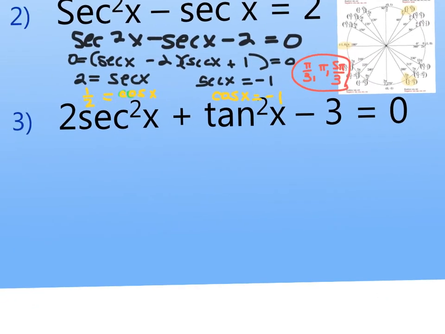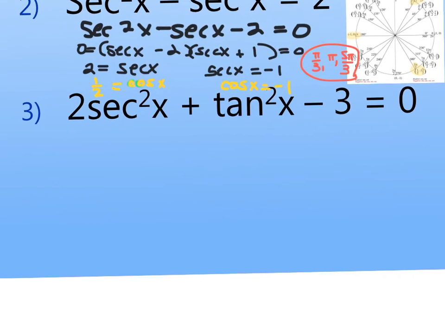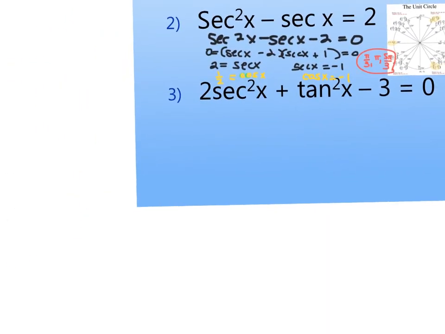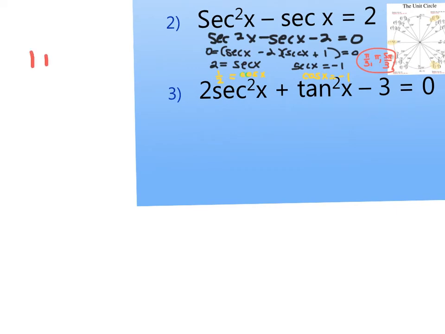Okay, then number 3 says 2 secant squared plus tangent squared minus 3 equals 0. I cannot solve an equation with two different trig functions. So you want to look at these and replace one with the other if you can. What's the relationship between secant squared and tangent squared? Do you remember that 1 plus tangent squared equals secant squared? That's one of your Pythagorean identities. So you could choose which one you want to replace, and it doesn't really matter.